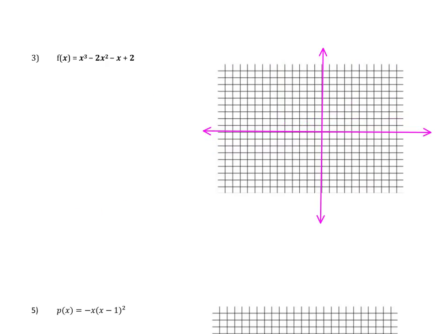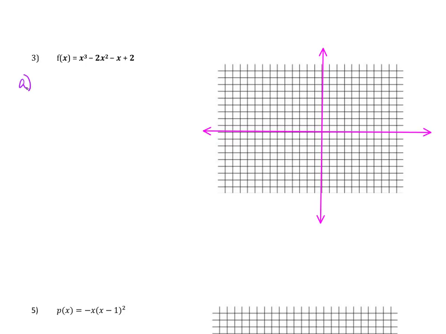Alright, so now we come to example 3. When you look at our function, you can see that it is not factored for us, so we have to do a little bit of work to figure out our zeros. So, this is where our skills from Unit 2A are extremely important. Factoring in general is extremely important in this course.